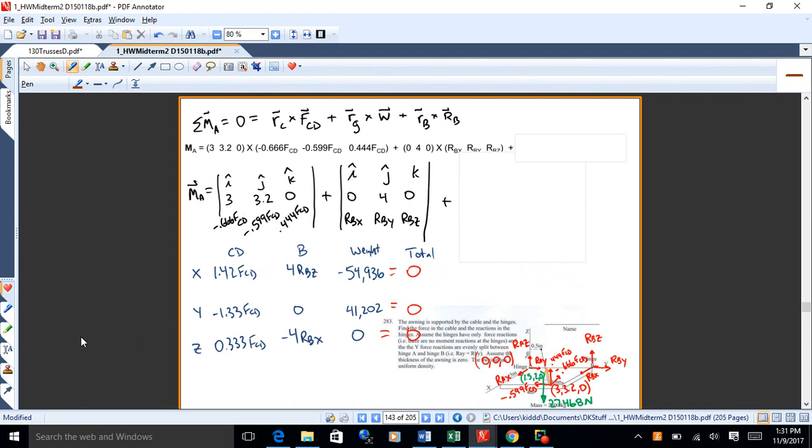So I just pull out the x's, the y's, and the z's, and then you can just go ahead and solve it. It looks to me like the y equation first will get you FCD, and then you can do the x and z equations to get the other 2, from the look of it.